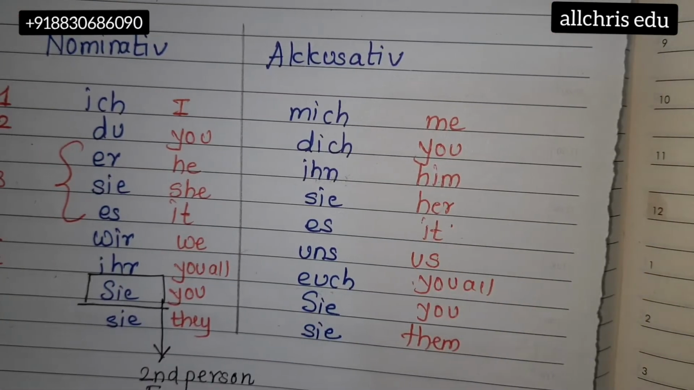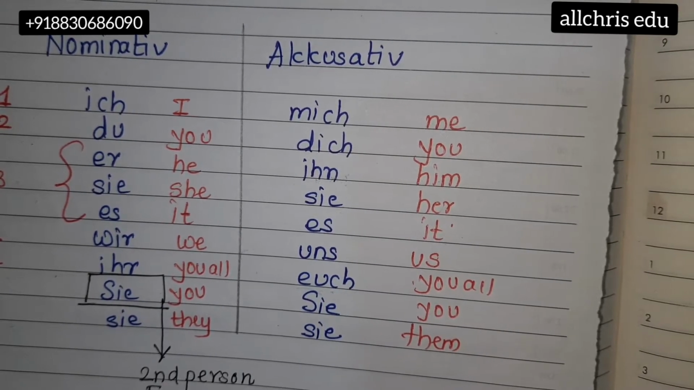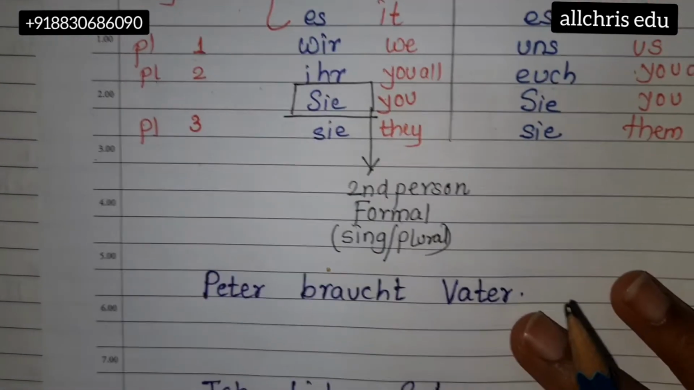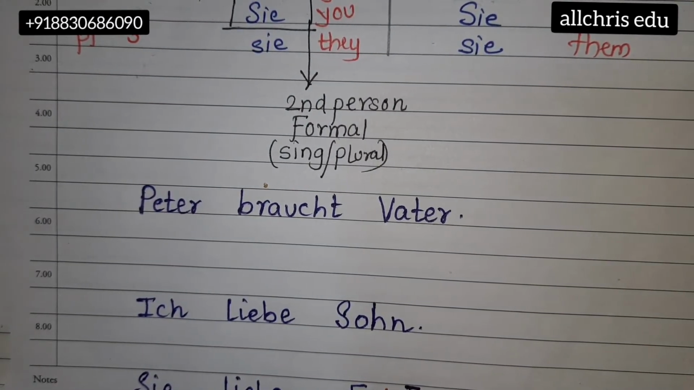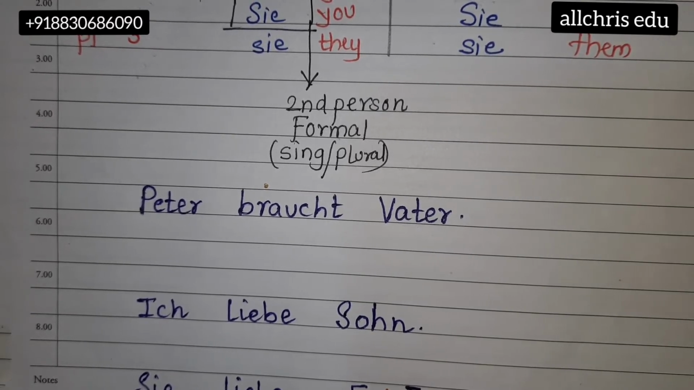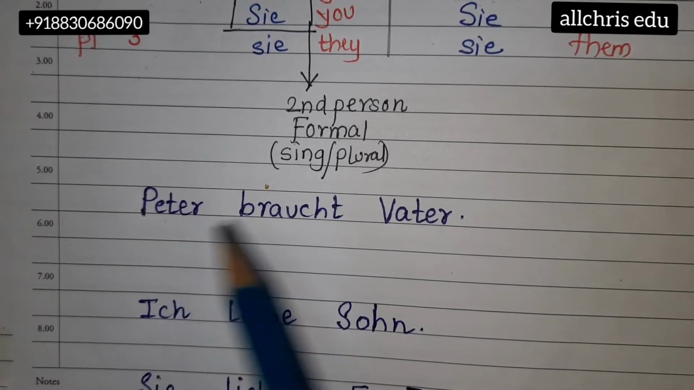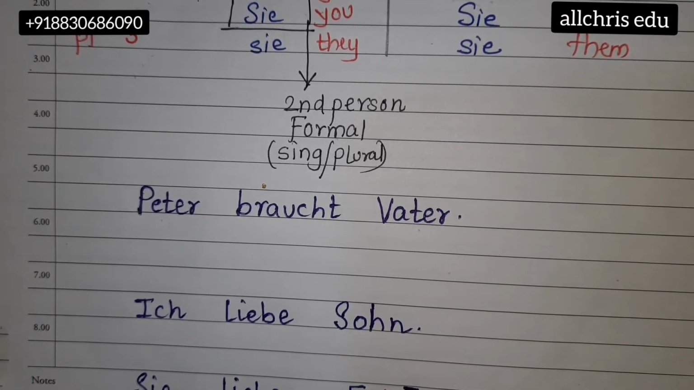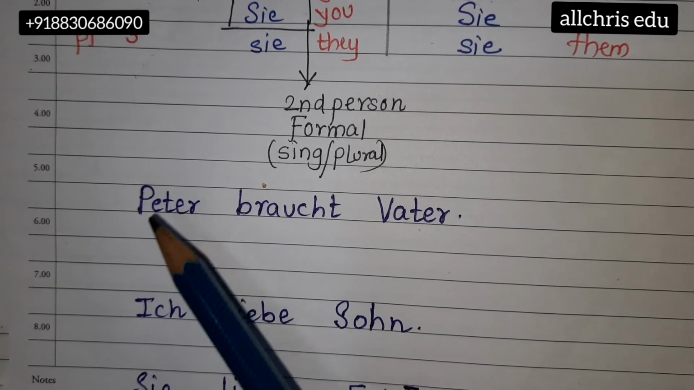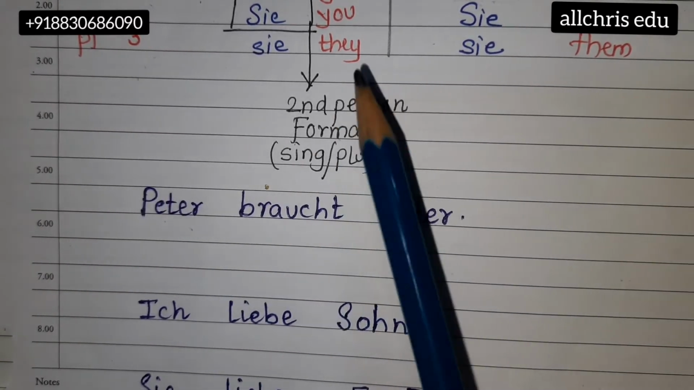Now, coming to the accusative. Why we need accusative, I'll tell you first. Let's take an example. Peter braucht Vater. Now you should know what a personal pronoun is if you have really watched the previous video properly, so I won't go into the detail of personal pronouns. Instead of Peter and Vater, we are going to use pronouns. A pronoun means a word used instead of a noun. So for Peter, what word can we use?